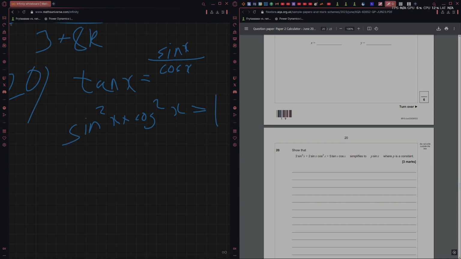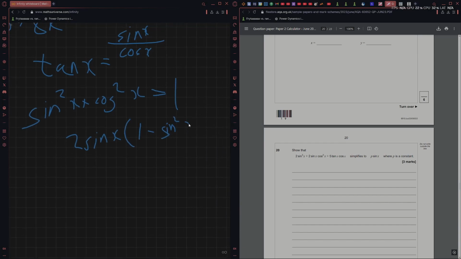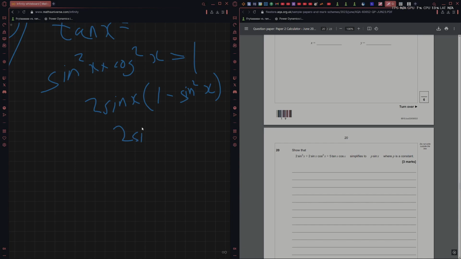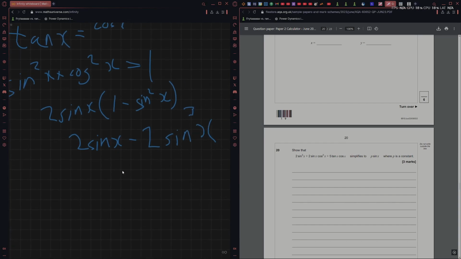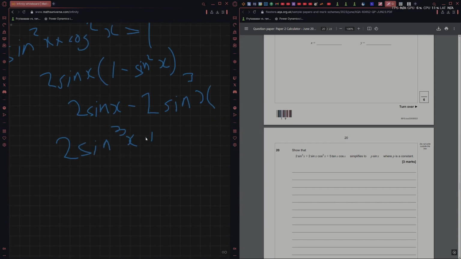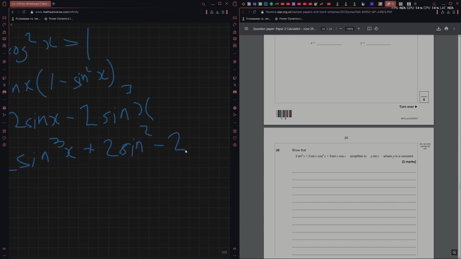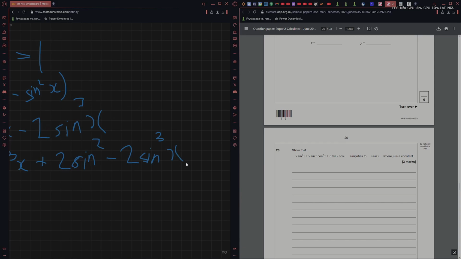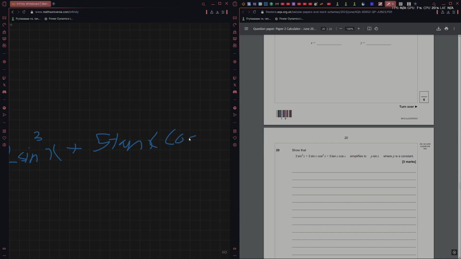So firstly I recognise this one. This can definitely be simplified. So we have 2 sine x times 1 minus sine squared x. So that's 2 sine x minus 2 sine cubed x. So let's rewrite the entire expression. We get 2 sine cubed x plus 2 sine x minus 2 sine cubed x plus 5 tan x cos x.